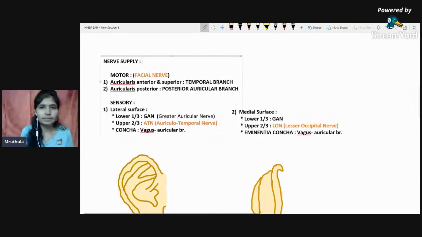Look at here, the temporal branch of the facial nerve is supplying the auricularis anterior and superior. Know the names. Then the posterior auricular branch supplies the auricularis posterior. However, the sensory supply is more important than the motor supply. So let us see the sensory supply on the diagram.